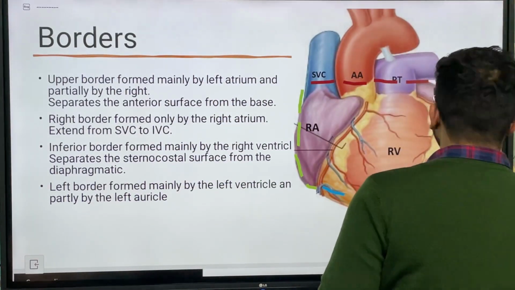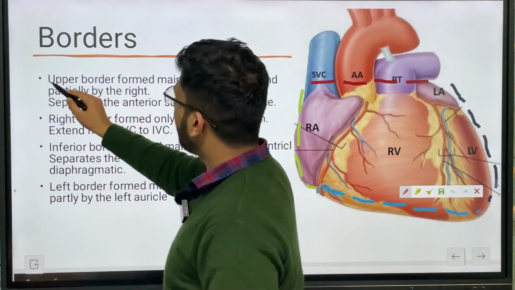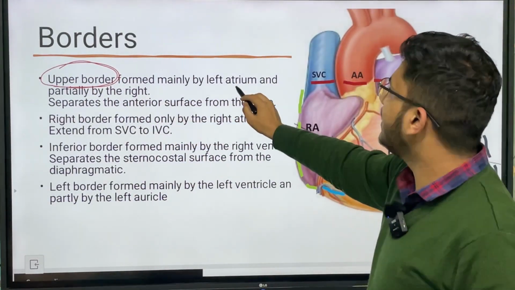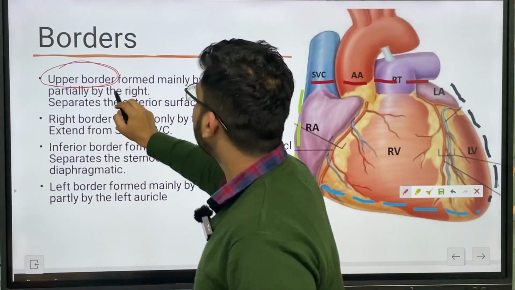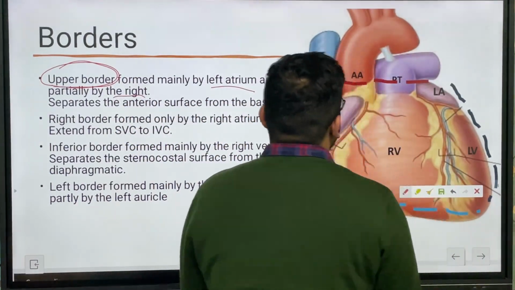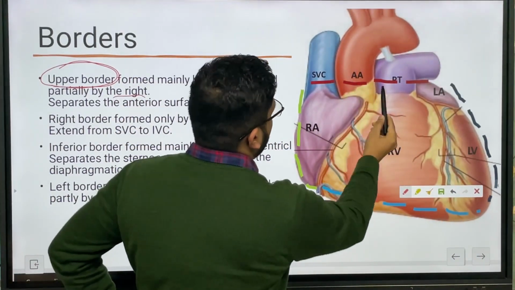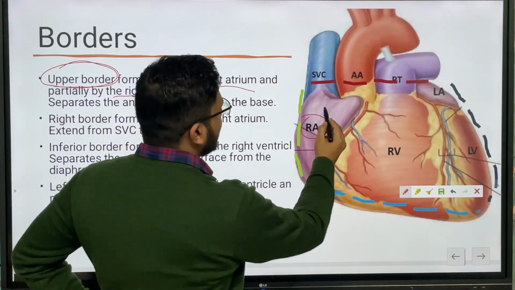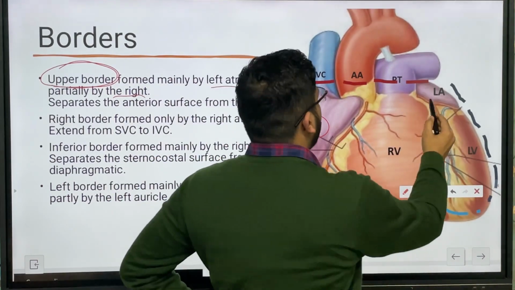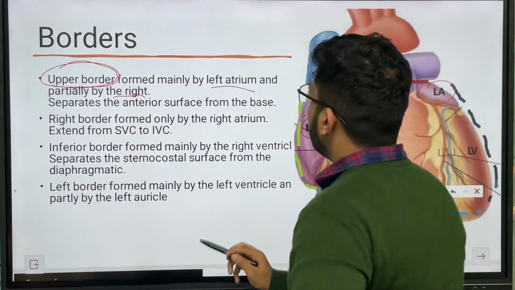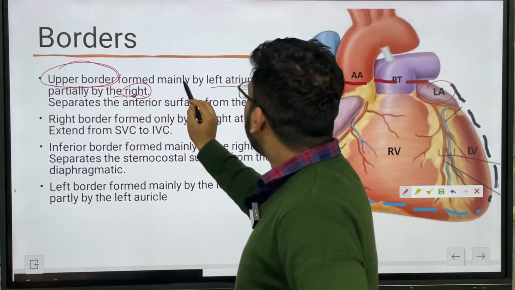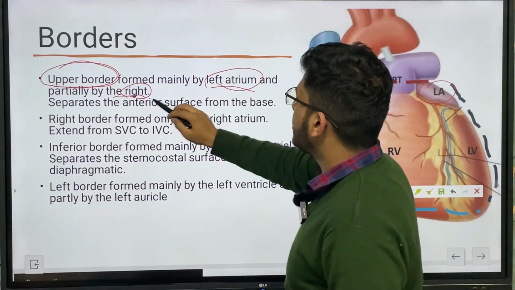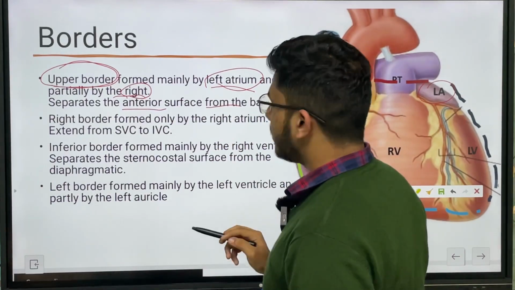So the first border we will see here is upper border. Upper border, it is formed mainly by left atrium and partly by the right. This is your upper border, which is present on the upper side, partly by right atrium and partly by left atrium. Separates the anterior surface from the base. It's important. Let's understand this.